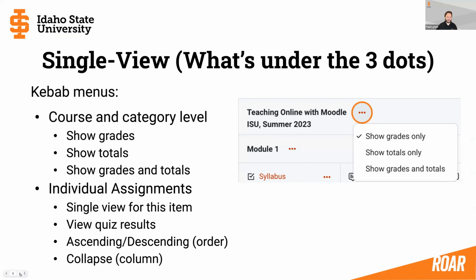Looking at what's inside those kebab menus, the first 2 rows, so that grade level row and the category level row, if you click on those kebabs, you'll have 3 options pop up. The first one, it'll show grades. So anything that is within that category, it'll show the grades.